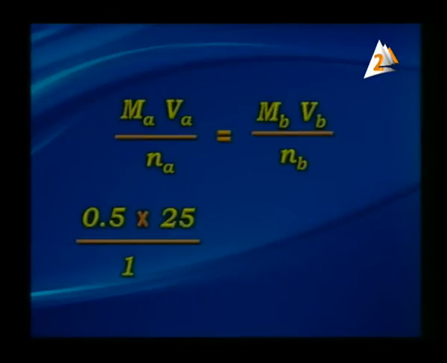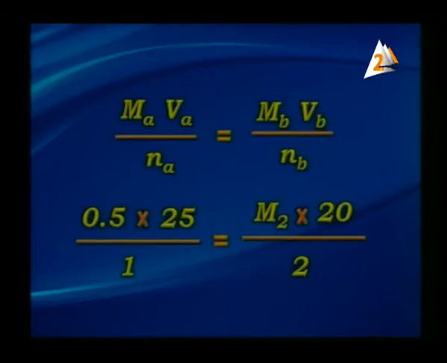Now what about making the replacement for this? The replacement here: Ma equals 0.5, Va equals 25. What about Na? It's 1. The other part will be for the base. We have Mb times 20, which replaces Vb, and we have the number of moles in the base, which is 2. So it's Mb times 20 divided by 2.